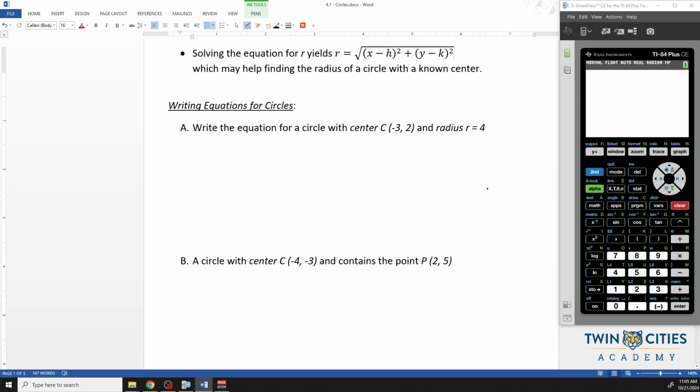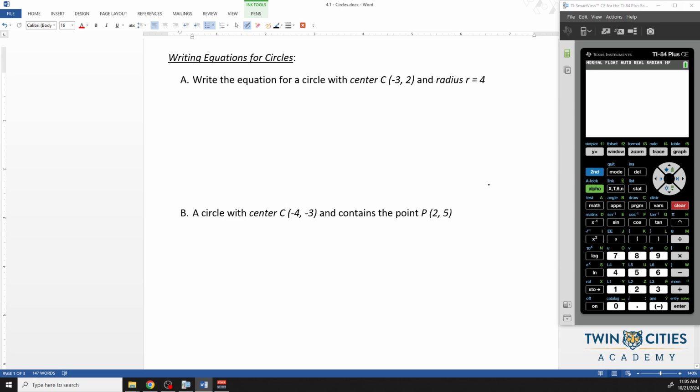The first one says, write the equation for a circle with center C at negative 3, 2, and radius r equals 4. So let's put down h here. This would be negative 3, and k would be 2, and then r is 4. Well, the standard form, just as we had above, is the following: (x minus h) squared plus (y minus k) squared. This is equal to r squared.